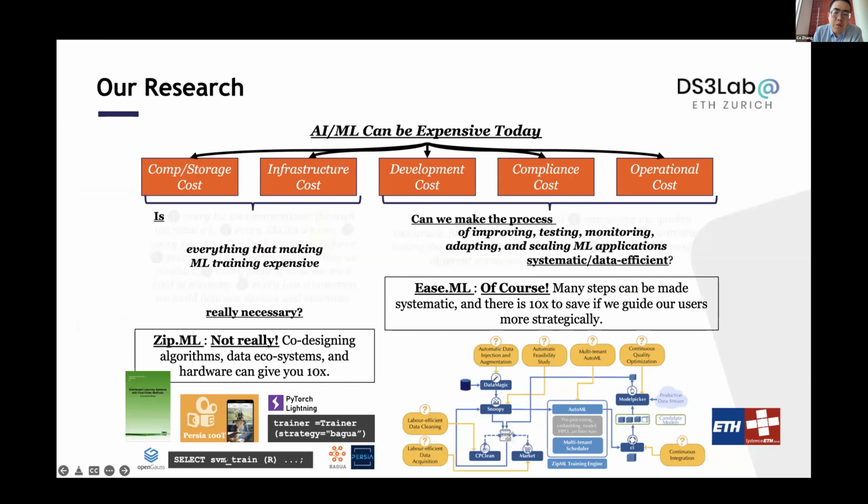So this is all I have for today. I talked about this very small piece about how to improve the development cost and also the computation cost in this picture, but there's a whole bunch of things that we could do. I think this is a very exciting area, and I'm really looking forward to discussing with all of you.